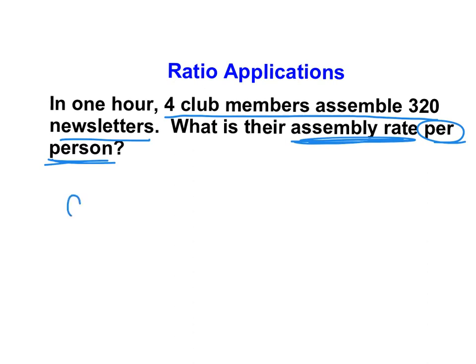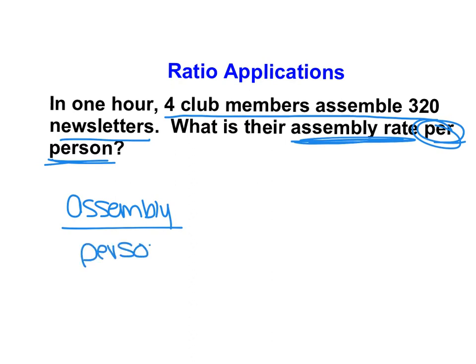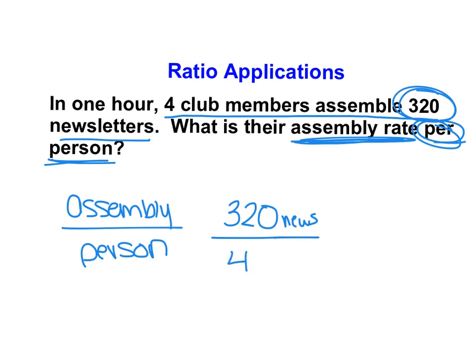It's saying assembly rate, so this is assembly per, meaning my fraction line or my ratio line or the colon or the word to, person. So the person has to come second. So assembly is this 320 here. We currently have 320 newsletters for 4 people, and I am essentially trying to figure out how many newsletters are being assembled by each person.